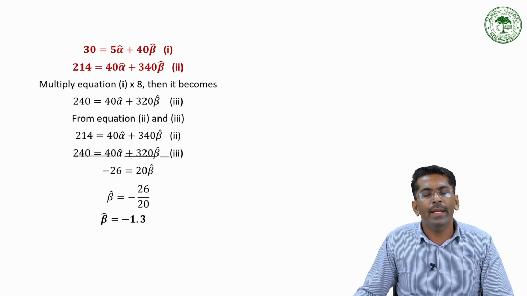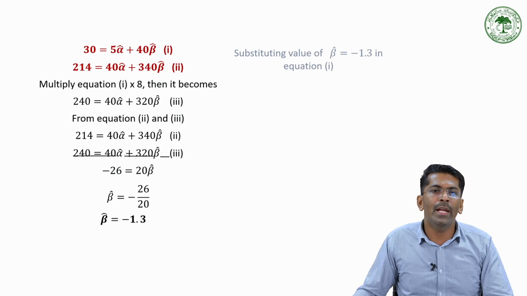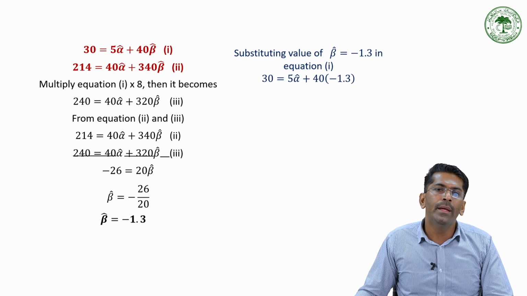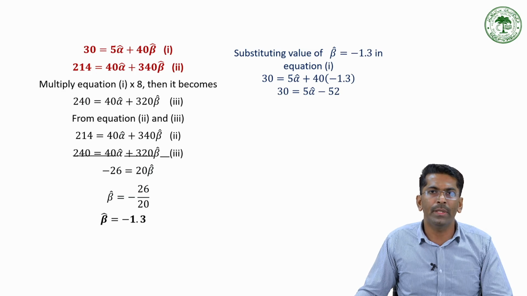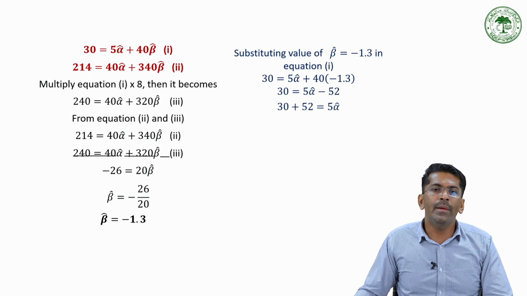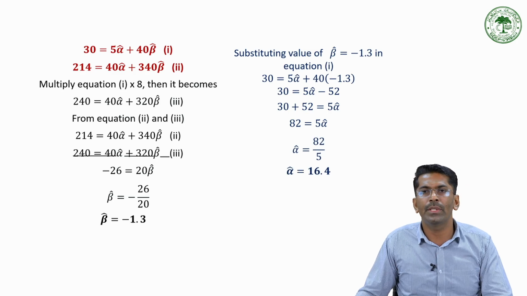Since beta hat is already estimated, you just substitute the value of beta hat in equation number 1 or 2. I am substituting in equation number 1. So equation number 1 is 30 equals 5 alpha hat plus 40 into beta hat, and instead of beta hat I am substituting minus 1.3. Multiplying by opening the bracket, 40 into minus 1.3 is equal to minus 52. Taking minus 52 to the left side, it becomes plus 52. So 30 plus 52 is equal to 5 alpha hat. Then 82 is equal to 5 alpha hat, and alpha hat is equal to 82 divided by 5, which is equal to 16.4.